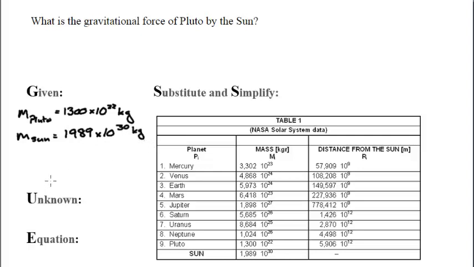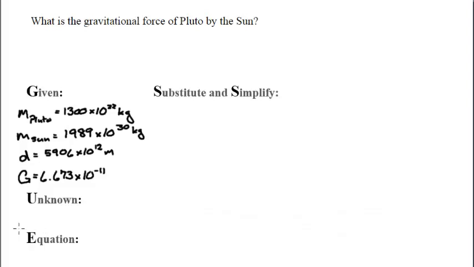I need one more bit of information, and that is the distance between the Sun and Pluto, and that is 5906 times 10 to the 12 meters. Then I also need to know G, which equals 6.673 times 10 to the negative 11. Alright, I got all that information.